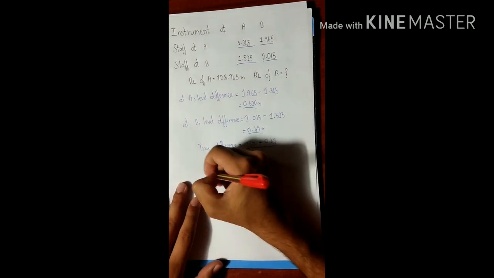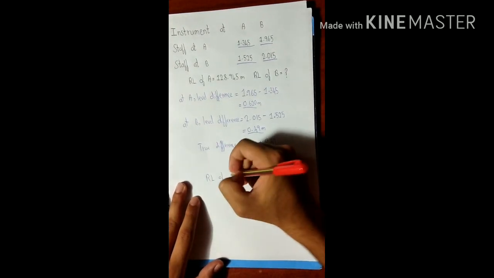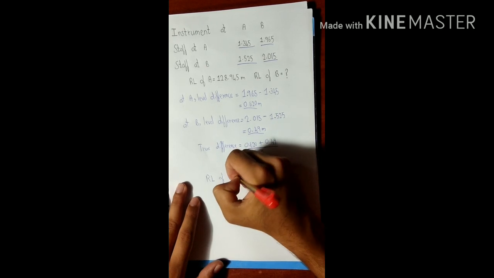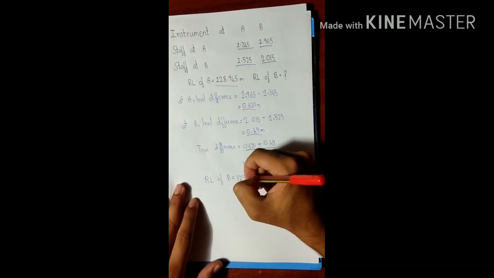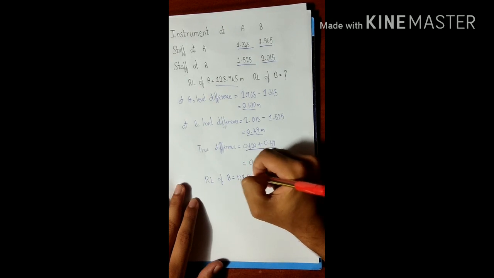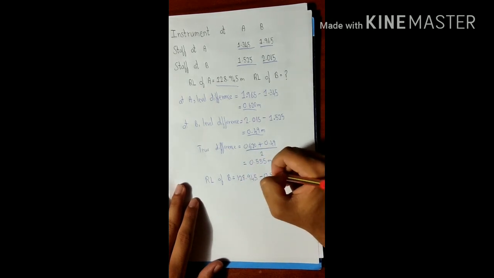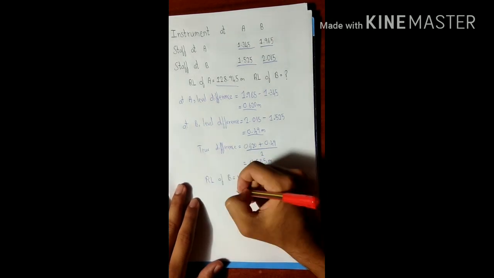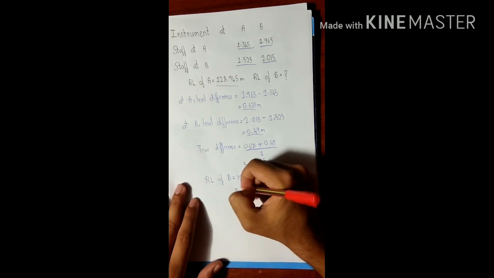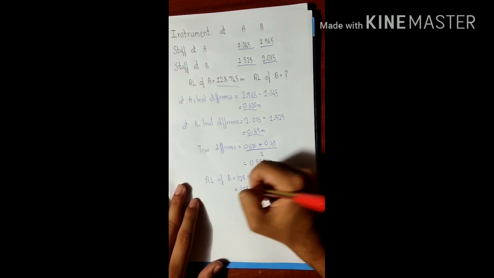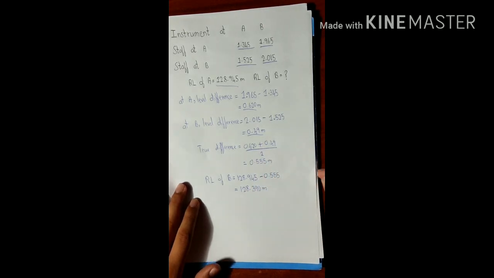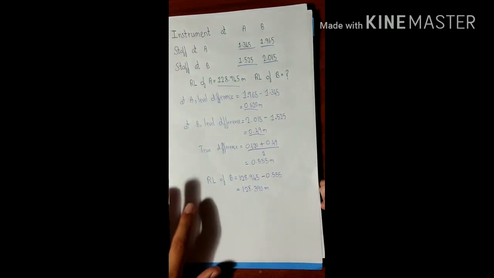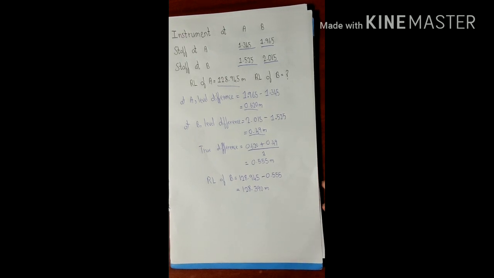Therefore, the reduced level of B is equal to the reduced level of A, that is 128.945, minus 0.555. The calculator tells us the answer is 128.390 meters. Yeah, this is just a simple example. The next one is going to be a bit more complicated.